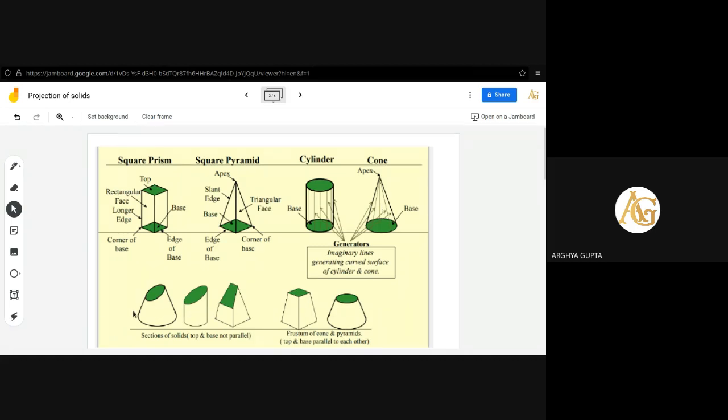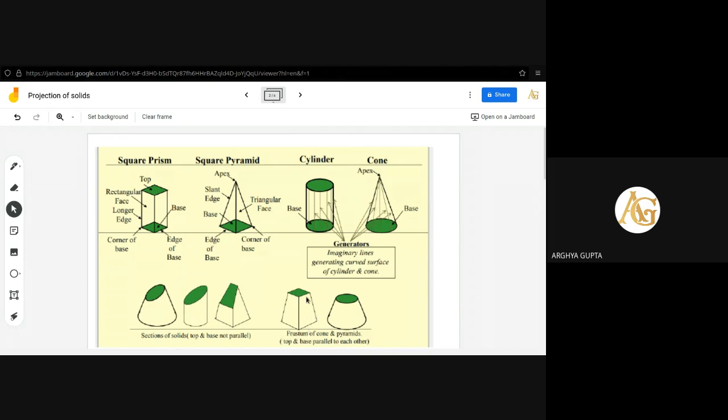Next, when the solids are cut by a cutting plane. On my right-hand side, this is a square pyramid and this is a cone. They are cut by a cutting plane parallel to the base. Two squares are produced: one base square was already there, and after cutting, a smaller square has been produced. Here also a smaller circle is produced other than the base circle. So they are called frustum solids.